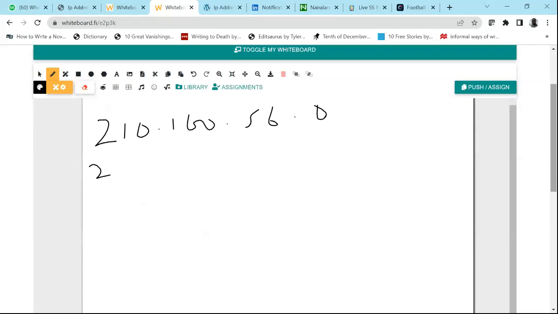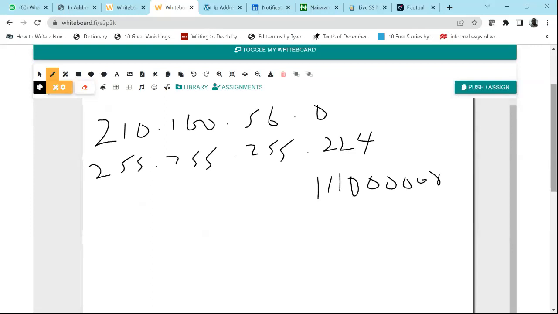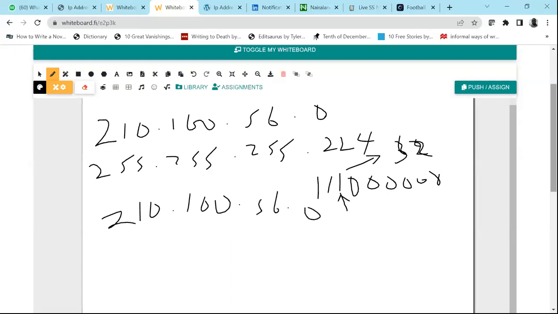So this new subnet will now be 255.255.255.224. For you to get the incremental value, this 224 is the same thing as 11000000. This is the last high order bit, and this corresponds to what? 32. Beautiful. So that means the incremental value will be 32. So if we are stepping out this IP, we'll have 210.100.156.0.